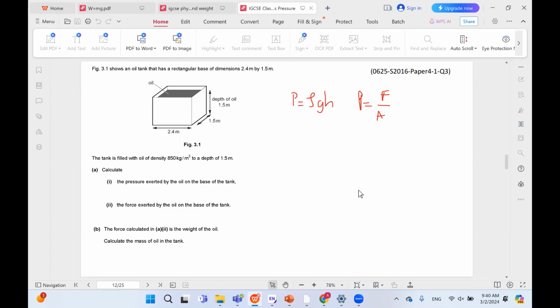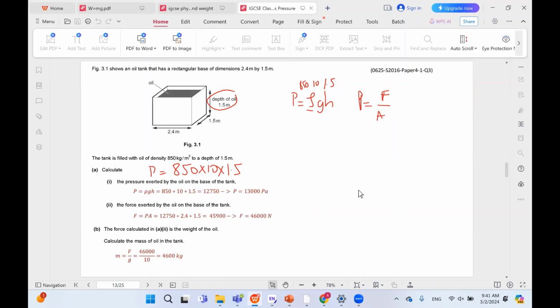We are given the depth. So H is equal to 1.5. Of course, G is 10. And we are even given the density. So we have rho here as 850. So we are given everything we need to calculate the pressure. So we need to use the first rule for question I. So pressure equals rho GH, which is 850 times 10 times 1.5. Let's check the answer for this. This will give us 12,750, which is approximately 13,000 Pascal.